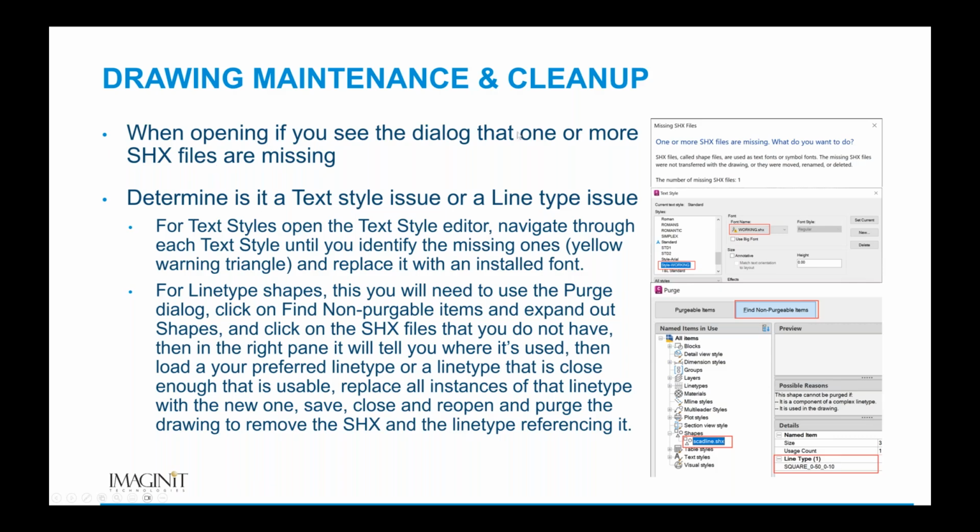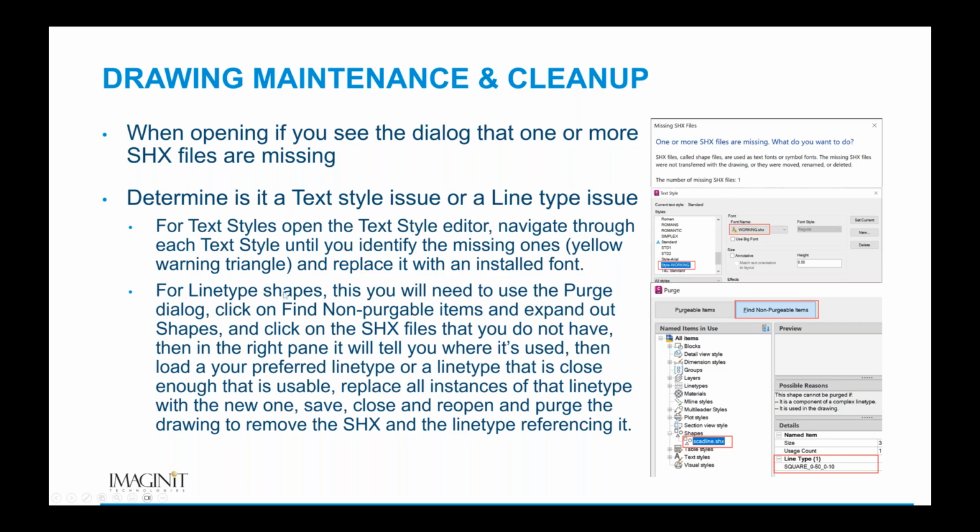And Paul, you and I can have a conversation about that later. If you get the dialog box that says one or more SHX files are missing, determine whether it is a text style or a line type style. For text styles, open the text style editor. Navigate through each text style until you identify the missing one. It basically says the working SHX doesn't exist, so replace it with something else. Save the file, close it, reopen it, and this should go away.